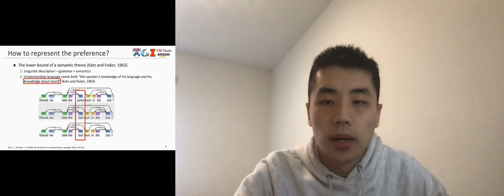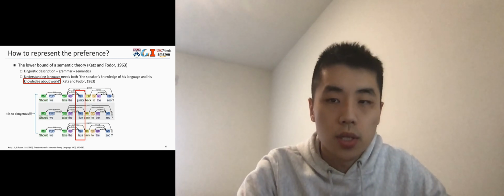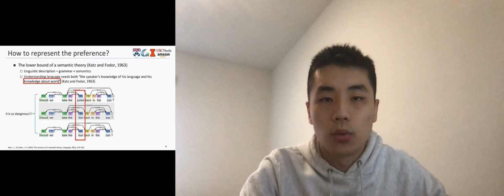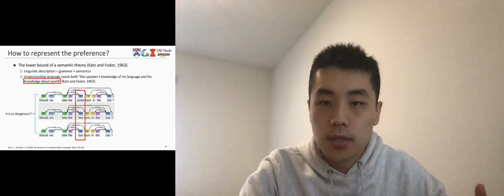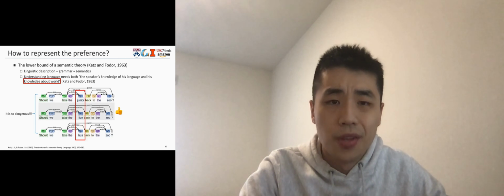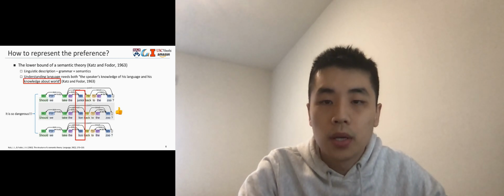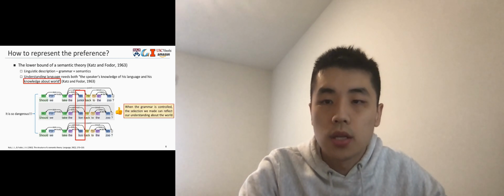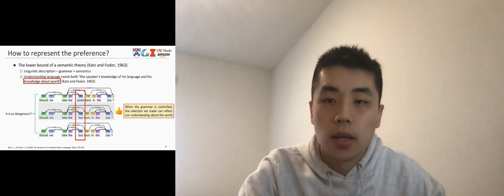So if we provide a little context, like it is so dangerous, which one of them is most likely to happen as the next sentence? I would like to pick the second one because a lion is a kind of dangerous animal. We all know that. So basically, this example shows that when the grammar is controlled, our selection can be used to reflect our understanding about junior, lion, and the bus, which is exactly the common sense knowledge we are trying to capture here.